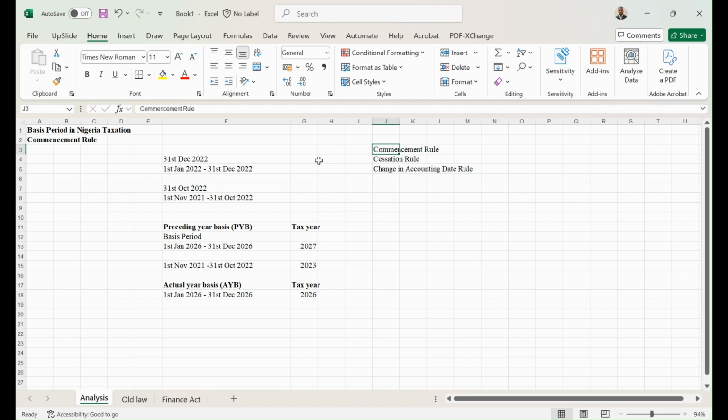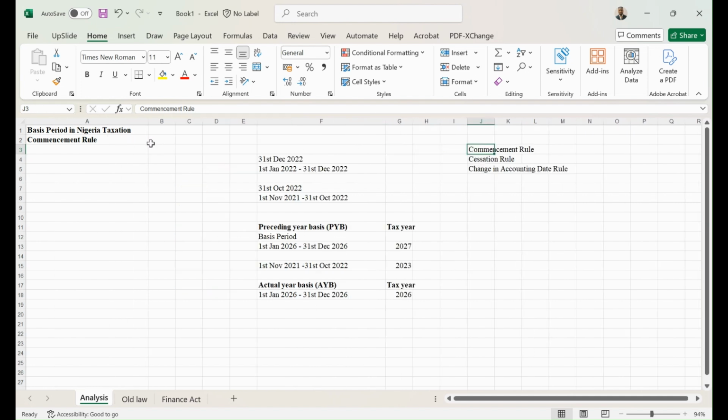Commencement rule typically applies to companies that are just starting up operation. So you want to determine what is the tax implication of just starting up a company, or you want to choose the most feasible date or the best date for you to start your operation. So you can apply the commencement rule. Like I said earlier on, let's start with the old law.